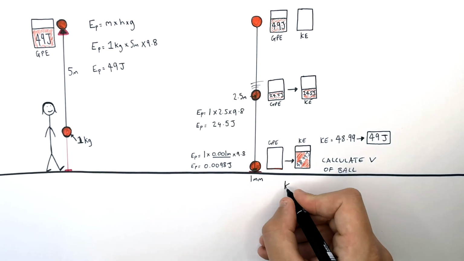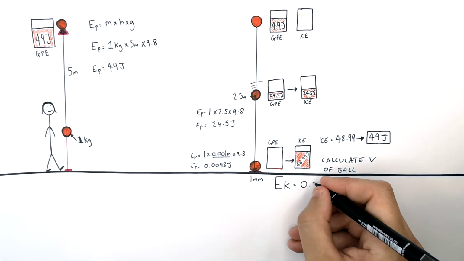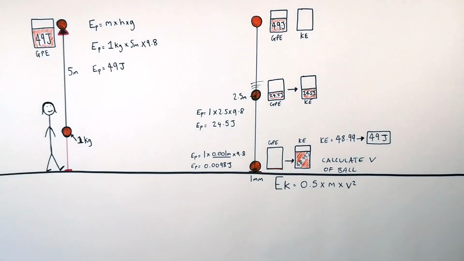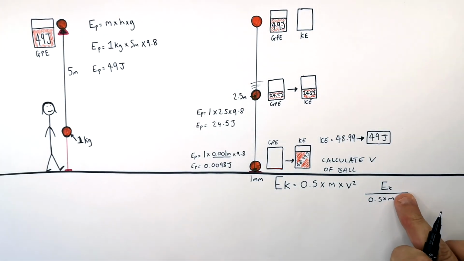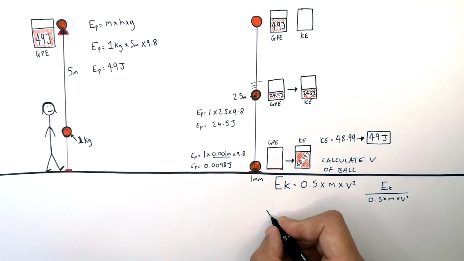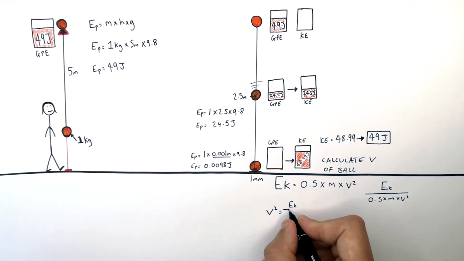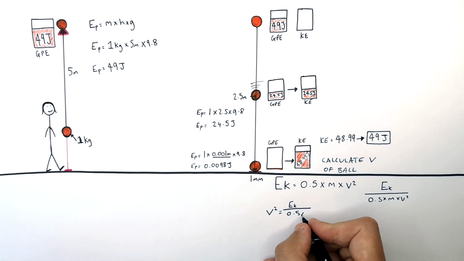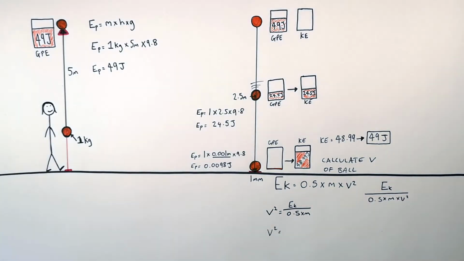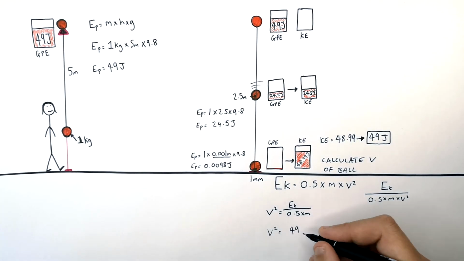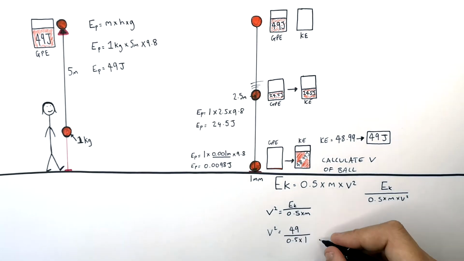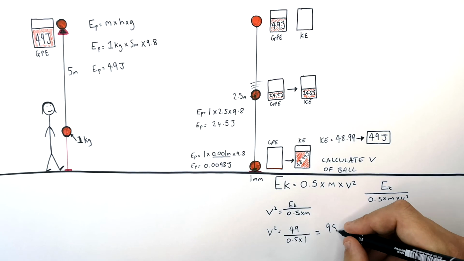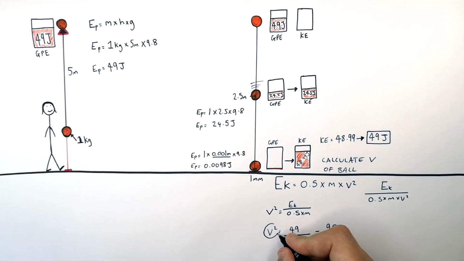So recall the equation: kinetic energy equals half times mass times speed squared. And you can also recall it like this. You cover v squared and you're left with v squared equals kinetic energy divided by 0.5 times mass. So you then substitute the numbers. Kinetic energy is 49 divided by 0.5 times 1 kilogram. v squared equals 98. v squared is not v.